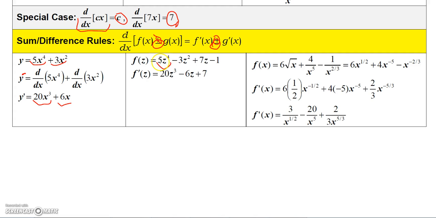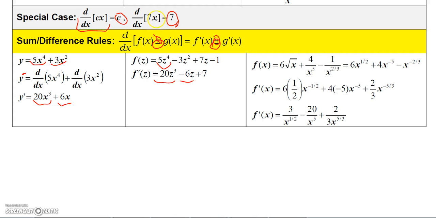So take the derivative of 5z to the 4th. Well, that would be 5 times 4z cubed. So that would give me 20z cubed. And then minus 3 times z squared, well, we know that's minus 3 times the derivative of z squared. So that's minus 3 times 2z, which would be minus 6z.